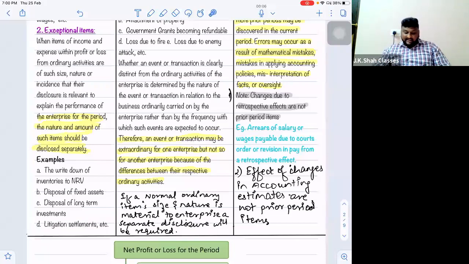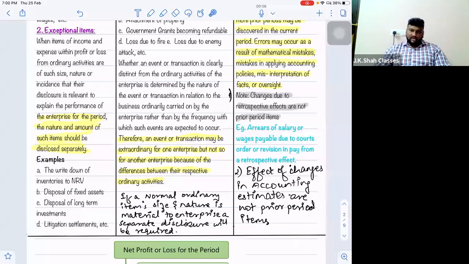So always remember, the salary hike due to retrospective effects or salary hike because of the court's order means some court case between you and your union of employees for increase in salary, right? And the court gave a decision in favor of the union to increase the salary retrospectively for 3 years. So the retrospective 3 years salary that the company will pay you is not an error or omission because the company did not make any mistake. The company paid you proper salary, but it was the union who wanted a hike from the last 3 years. So always remember, retrospective increase in salary or wages is never a prior period item.